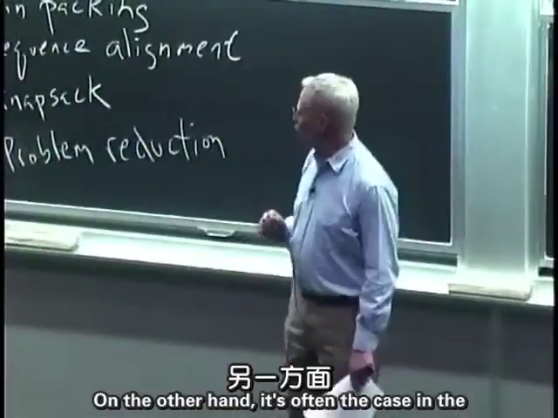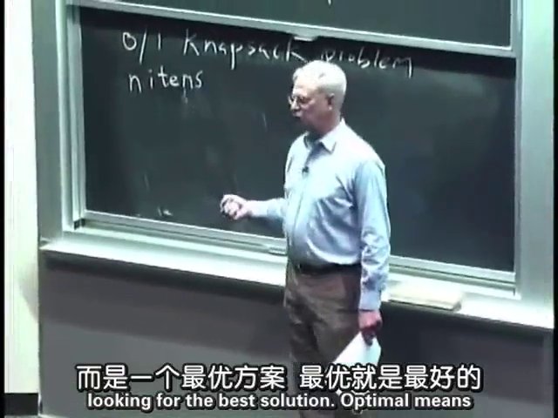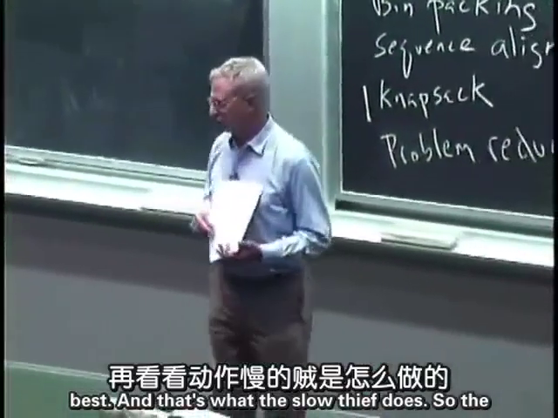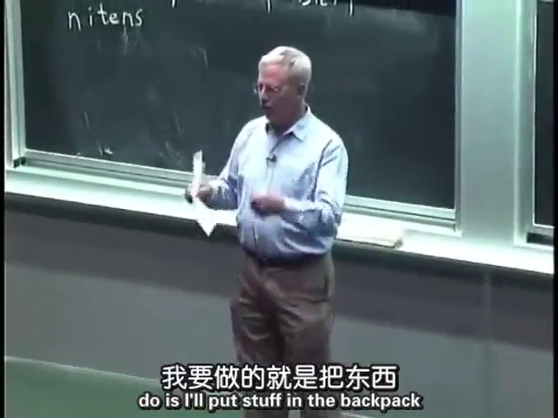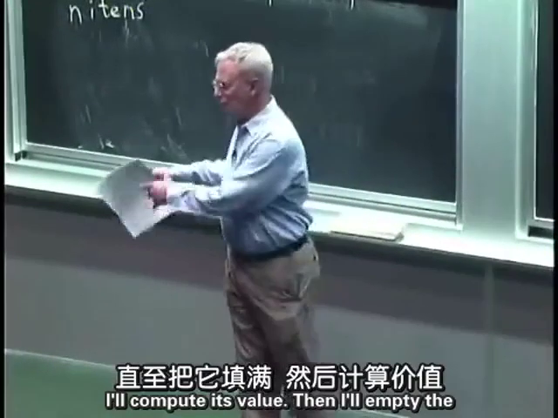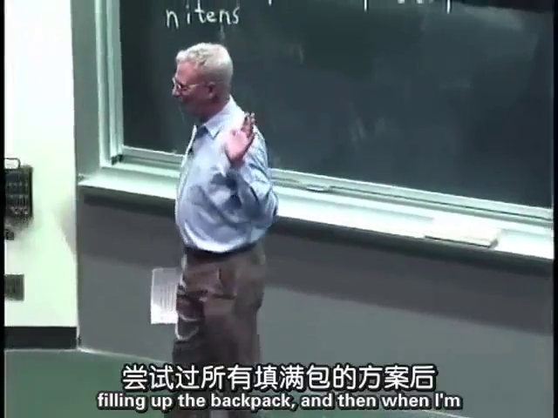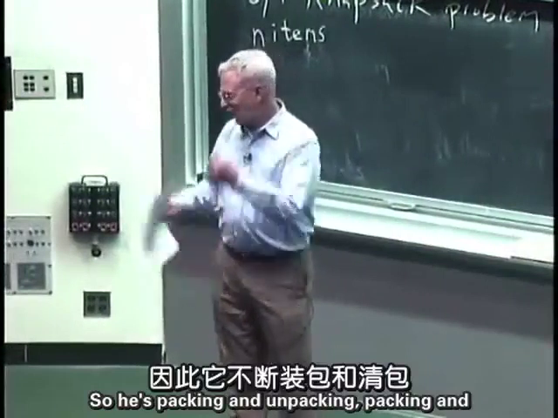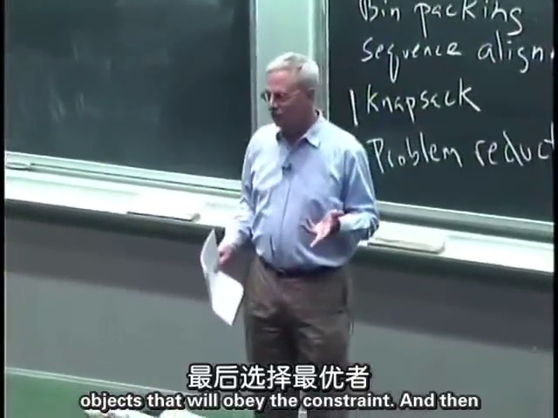On the other hand, it's often the case in the world that that's not good enough. We're not looking for an okay solution, but we're looking for the best solution. Optimal means best. And that's what the slow thief does. So the slow thief thinks the following. Well, what I'll do is I'll put stuff in the backpack until it's full. I'll compute its value. Then I'll empty the backpack out, put in another combination of stuff, compute its value, try all possible ways of filling up the backpack, and then when I'm done, I'll know which was the best, and that's the one I'll do. So he's packing and unpacking, trying all possible combinations of objects that obey the constraint, and then choosing the winner.